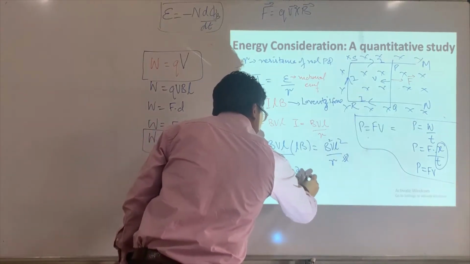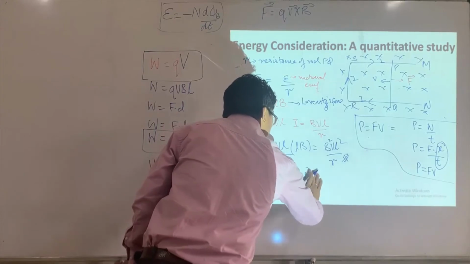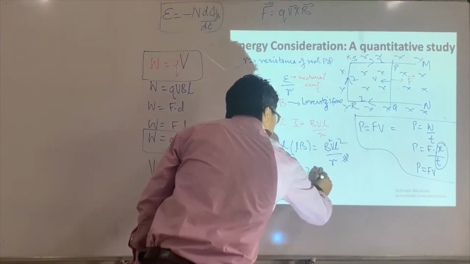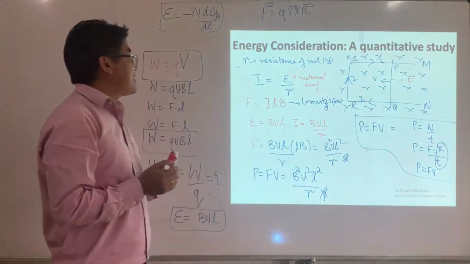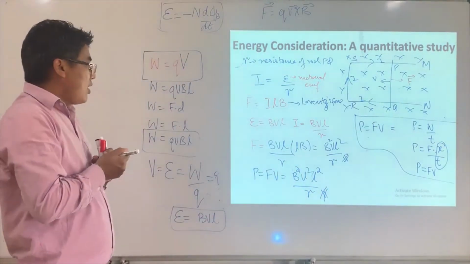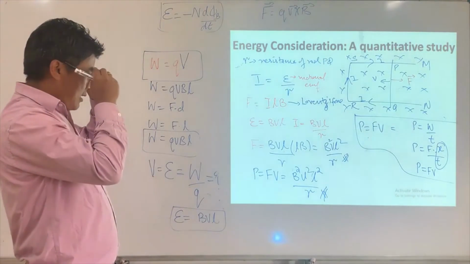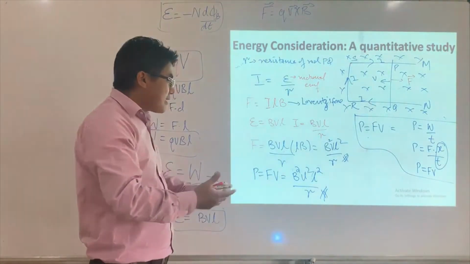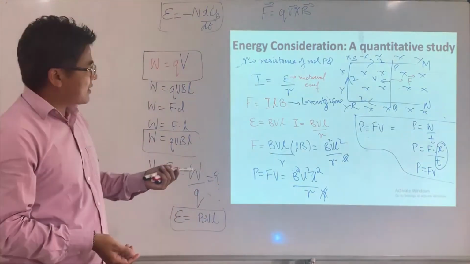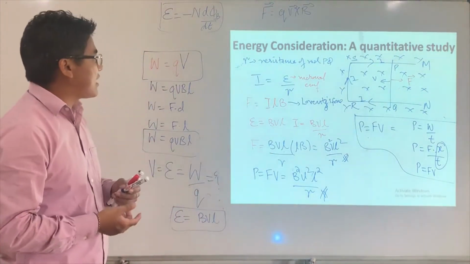Having P equal to F V, our power is equal to B squared V squared L squared divided by R. So this is the power, this is the rate of doing work, and this is the rate of producing electrical energy.